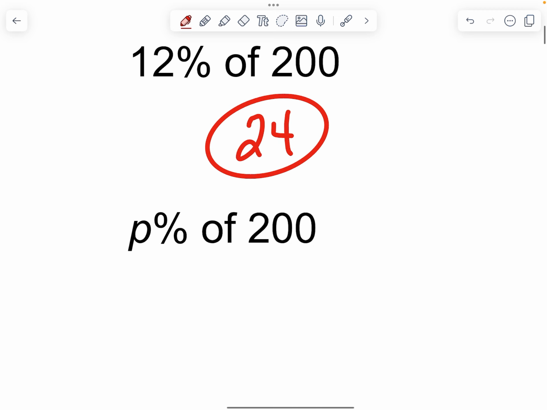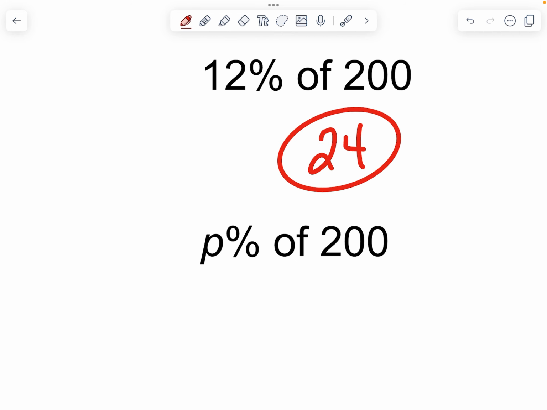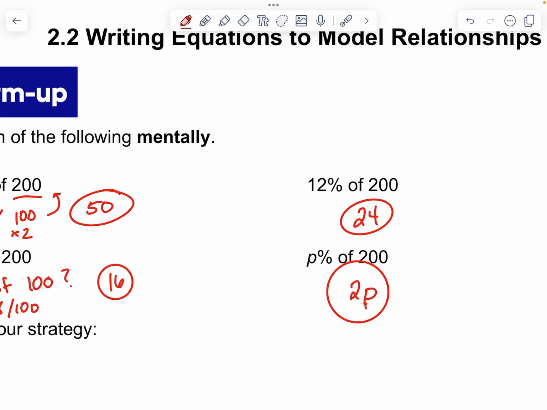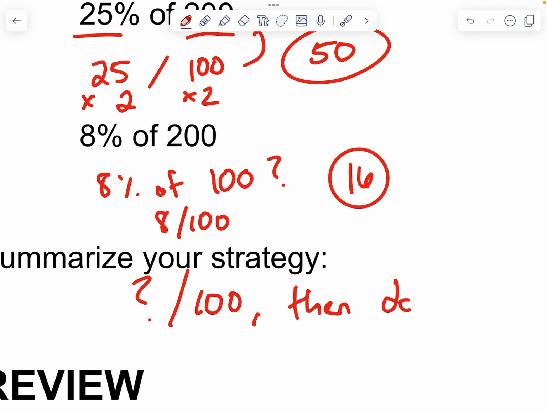So what percentage of 200, whatever it may be, since these other ones, it was all double that initial percentage, right? 25 times 2 gets you 50. 8 times 2 gets you 16. 12 times 2 gets you 24. So we could just say that P percentage of 200 is going to be the same as 2 times whatever that percentage is. Okay, so our strategy here was basically thinking of it like, what is it out of 100? And then doubling it.